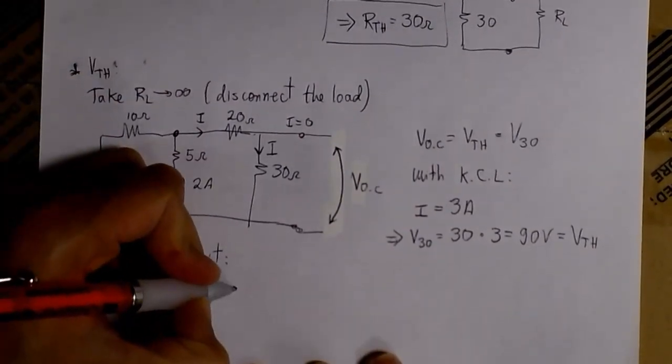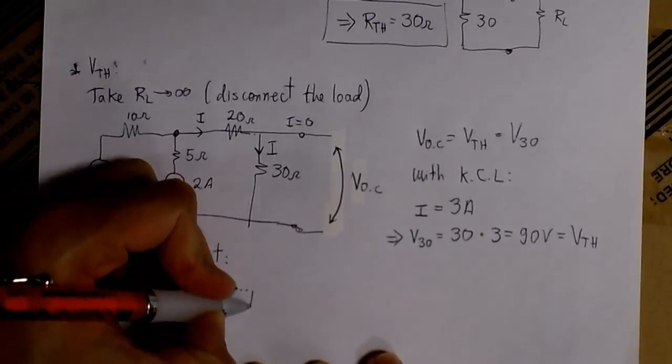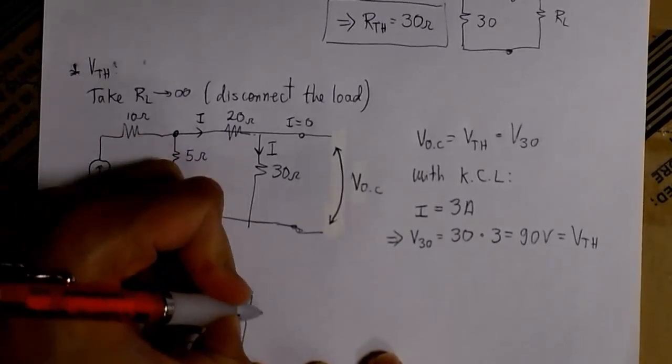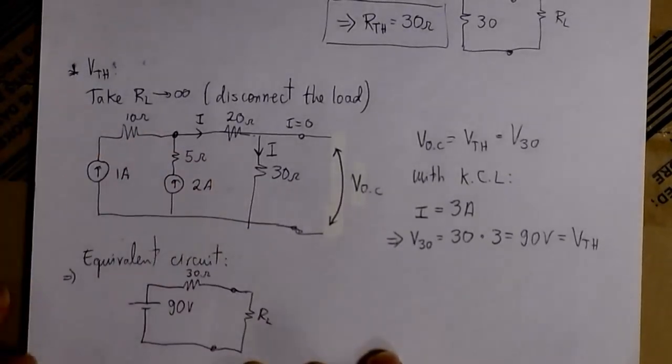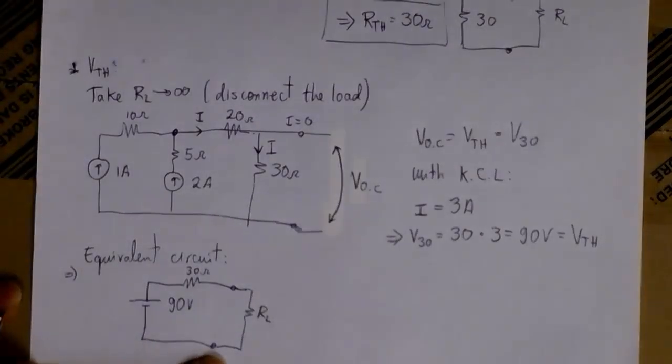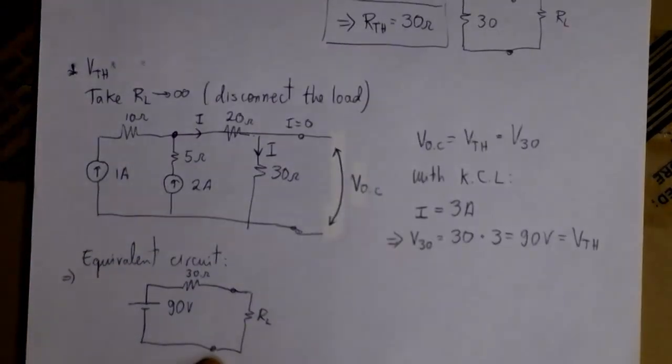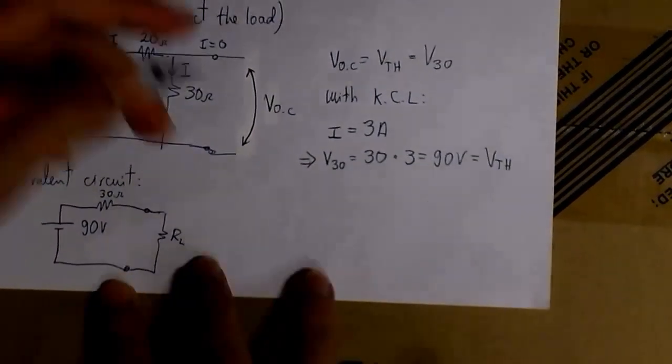So we have 30 ohms there. In between these 2 points we have the load. So this circuit here has the same VI characteristic as the original circuit.